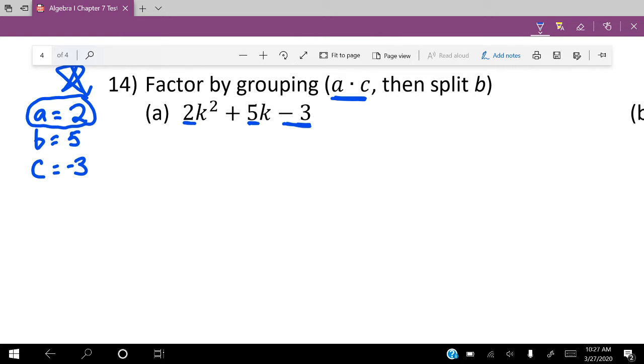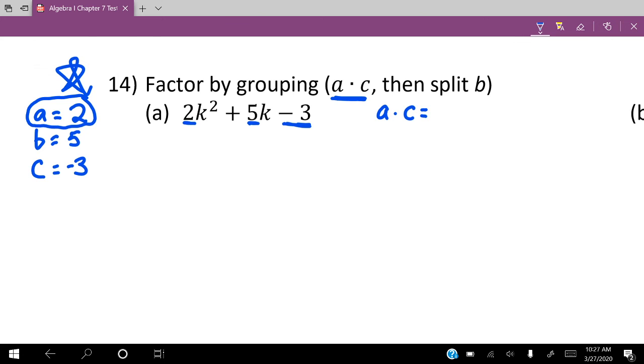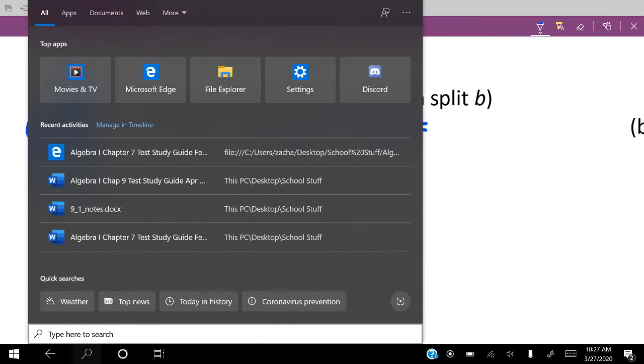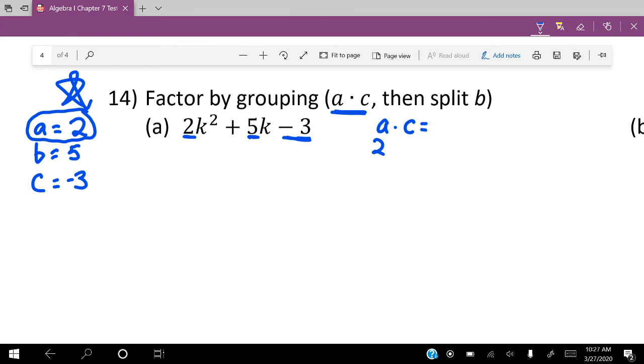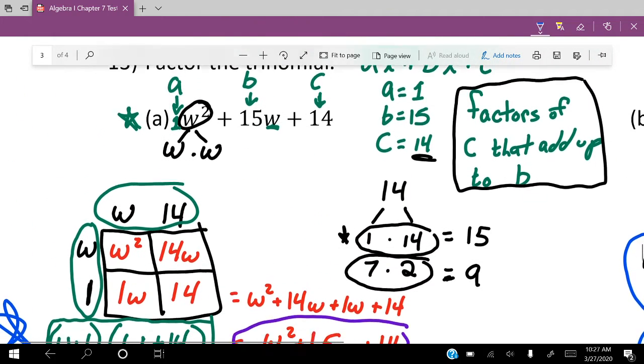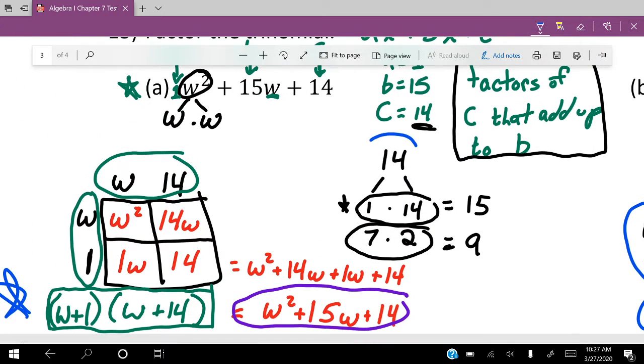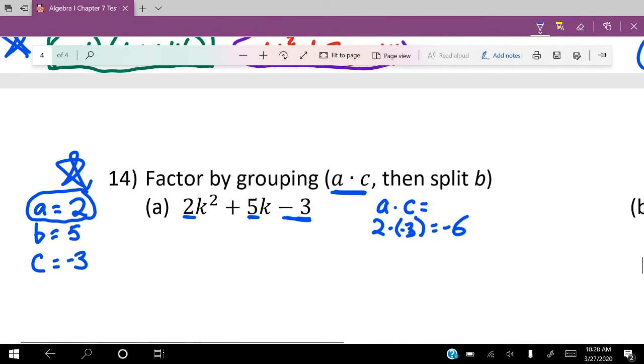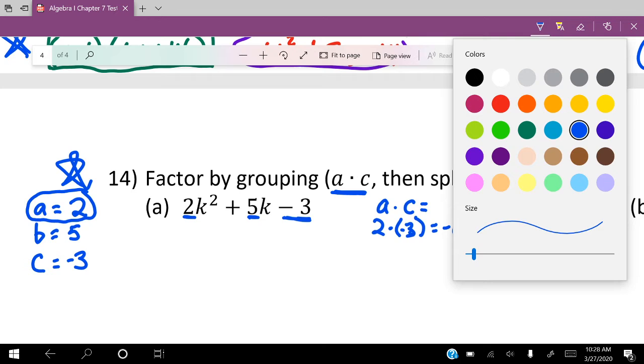So I'm going to take A times C. All right, A is 2. C is negative 3. And as you all know, 2 times negative 3 is negative 6. Now, what we're going to do is very similar to what we did up here in 13, where we took our number and found the factors of it. So we're going to go ahead and find the factors of negative 6.